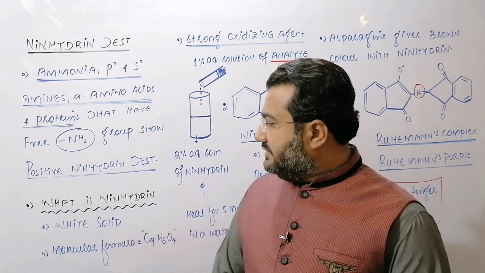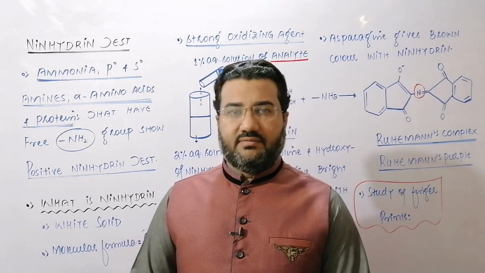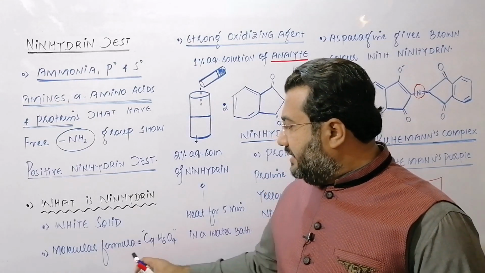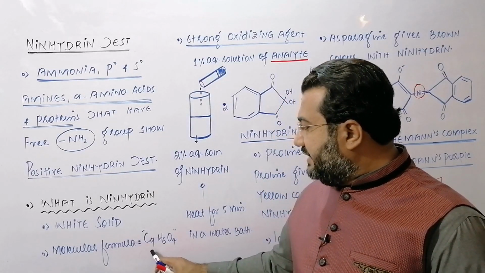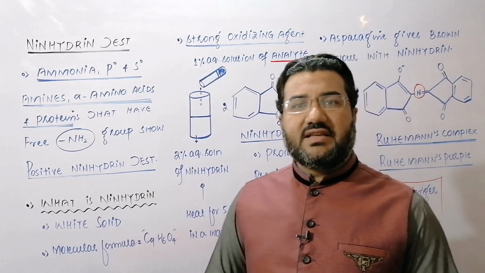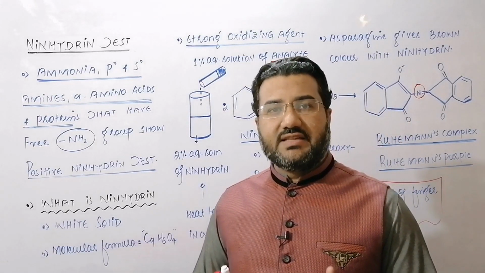Now, my dear students, what is ninhydrin? Basically, ninhydrin is a white solid that has molecular formula C9H6O4, and ninhydrin is a very powerful oxidizing agent.